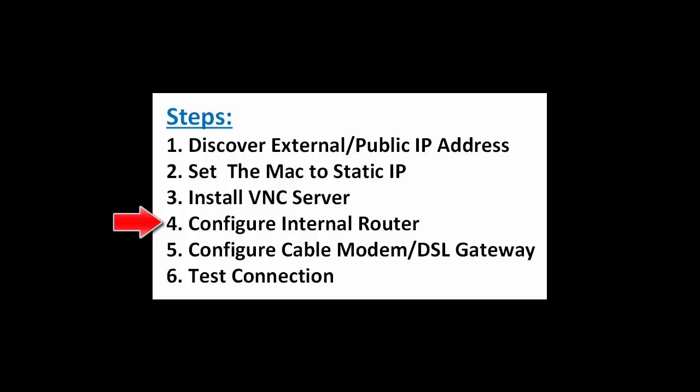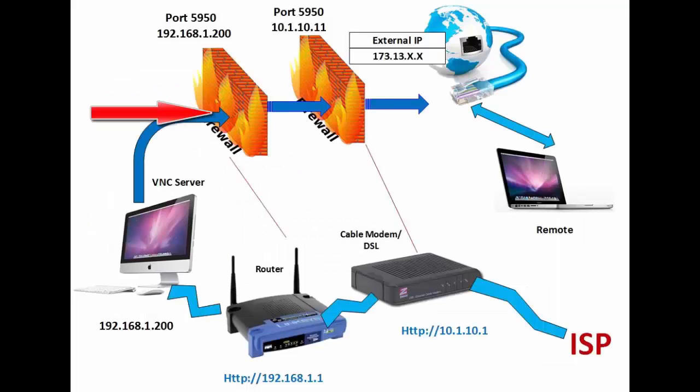Okay, so step number 4, we're going to configure the internal router. We're going to poke a hole out of it. Again, we're going to configure the internal IP, the internal router, as you can see with the red arrow here. So we're going to poke through the firewall of the internal router, which is the Linksys router here.